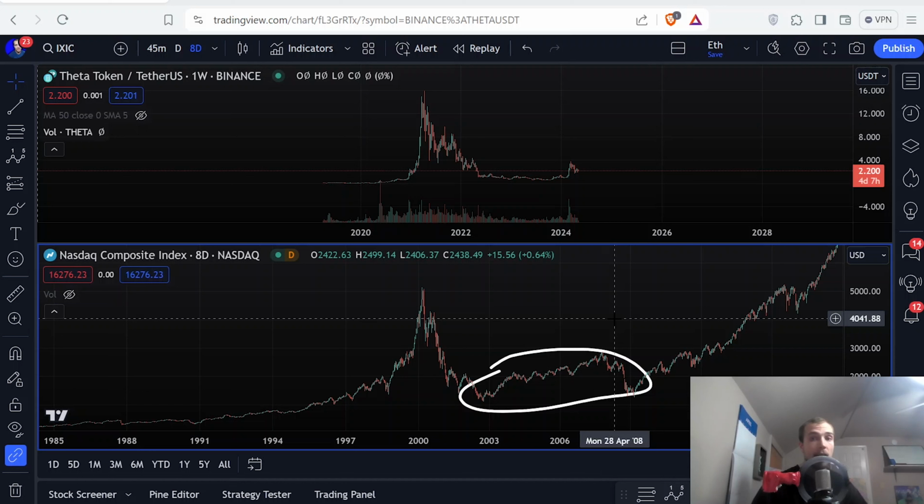Now let's go ahead and add a chart here on the bottom. If we add a chart on the bottom, then we'll be able to compare the top chart with the bottom chart, and you're going to see something really cool here. So Theta is a spitting image of the NASDAQ after the internet bubble popped.